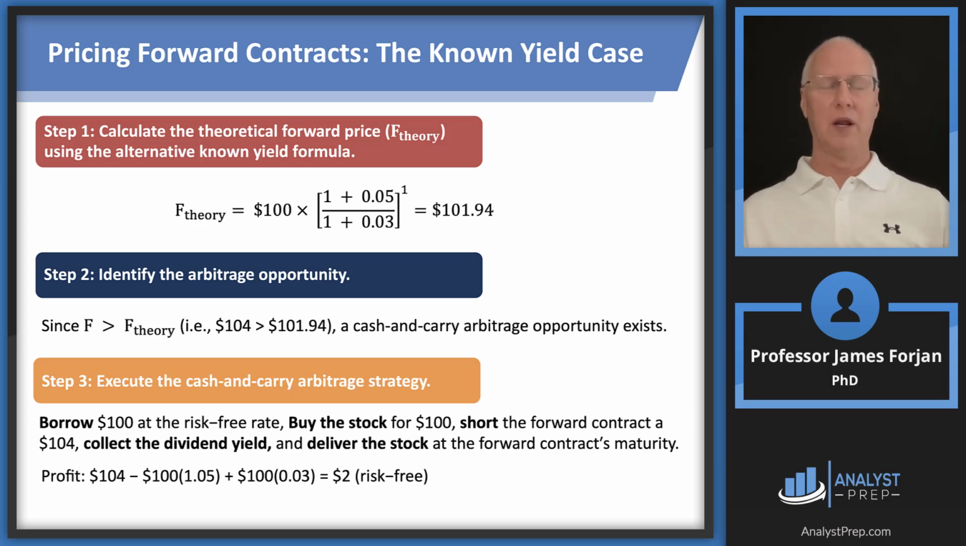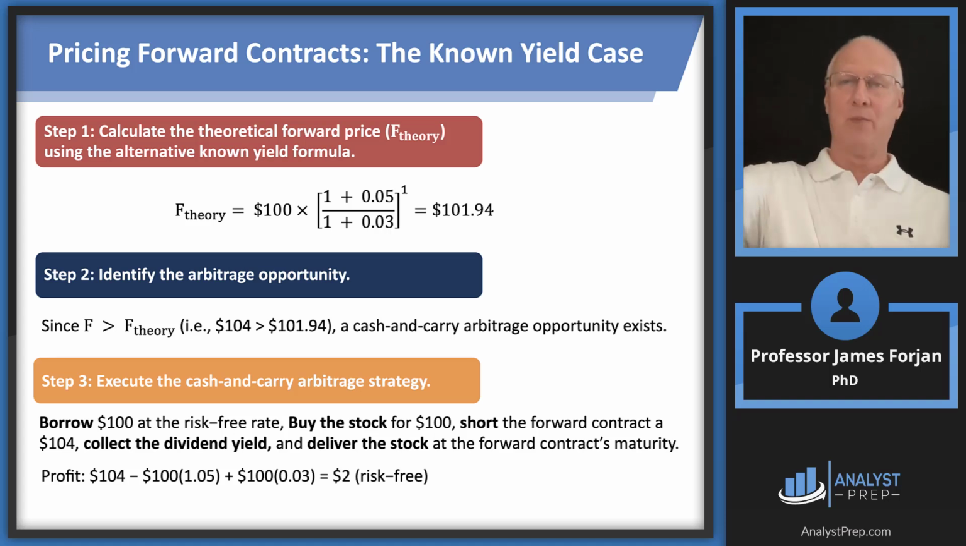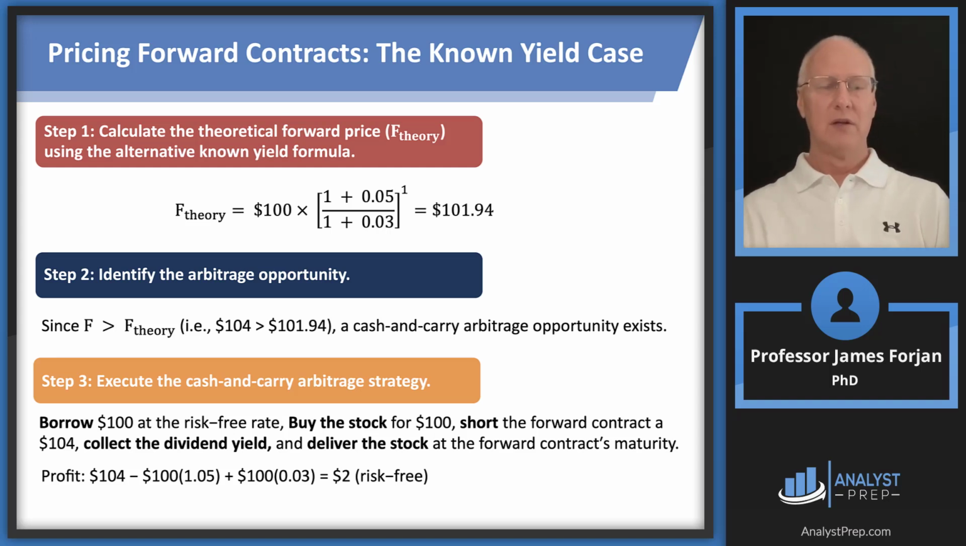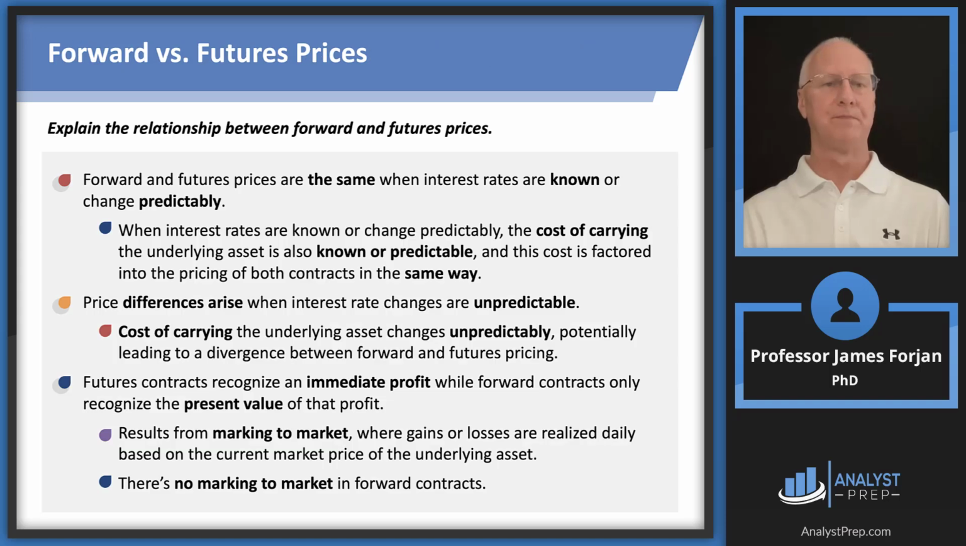So how do we do this? All right, we're going to do the same thing that we did earlier. We're going to borrow 100. Remember, we're assuming that we can do that at the risk-free rate. We're going to buy the stock for $100, short the forward contract at that higher price, right? We want to sell at the higher price, knowing that it's overpriced. Collect the dividend yield, deliver the stock, right? So 104 minus the 100 times 1 plus that risk-free rate. And then there's that 3% of 100, right? That's the same thing as a $3 coupon dividend payment. So that gives us $2 of a risk-free arbitrage profit.